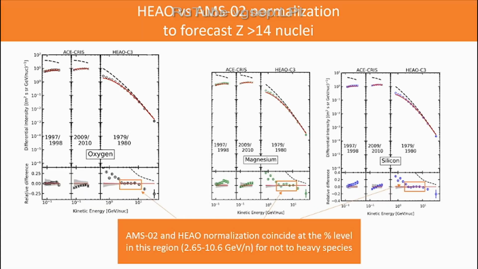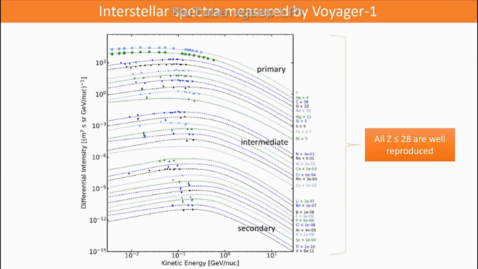And if you're interested to forecast species which were not already published by AMS, we used HEAO, basically because AMS and HEAO normalization coincide at the percent level in this very region we studied, from 2.6 to 10.6 gigavolt per nucleon. So we use this to forecast not published data.